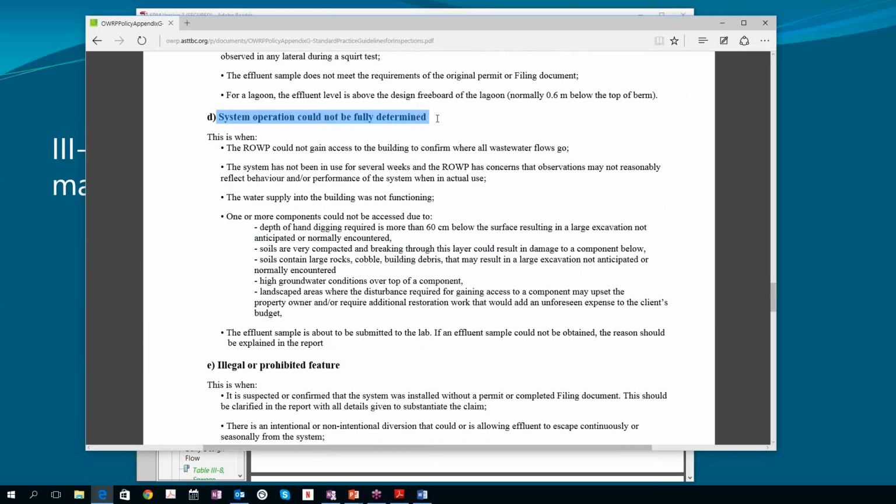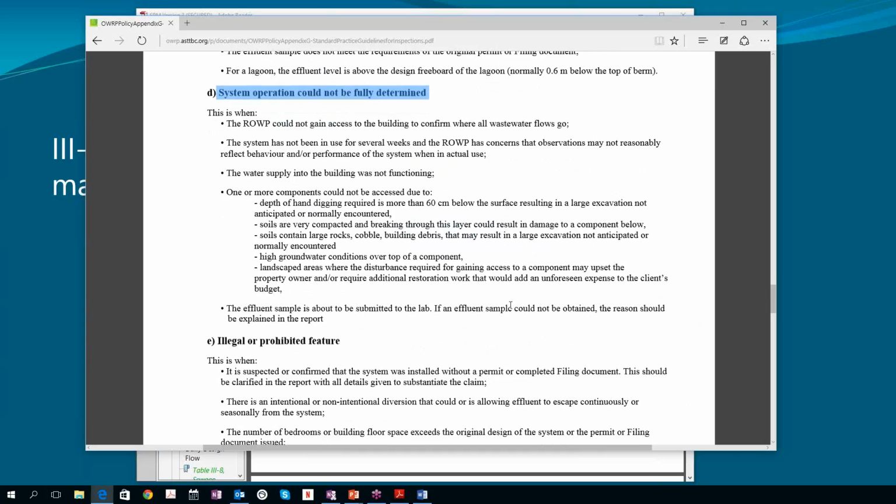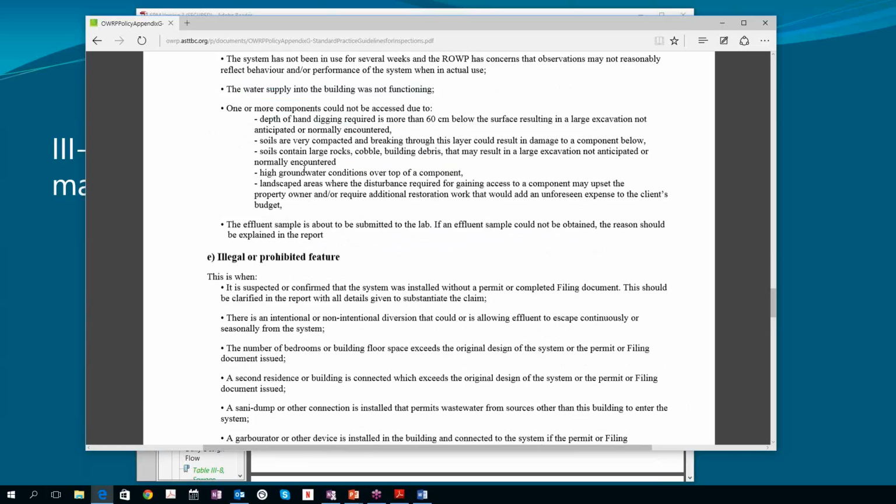This one, D, is for when we can't find everything, which is often the case. You know, we can't get access to the tanks because somebody poured a concrete deck over it, or a number of other things. It could be that landscaping has hidden the D box, or a bunch of other things. And that's important. Important to say what we didn't find and why.